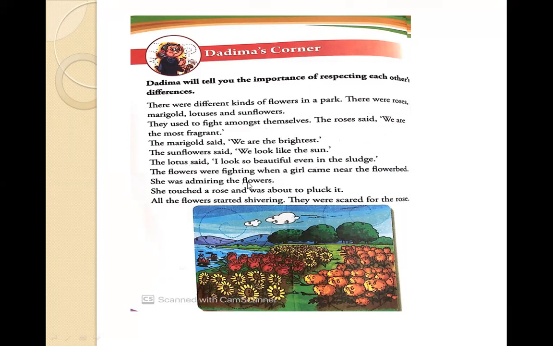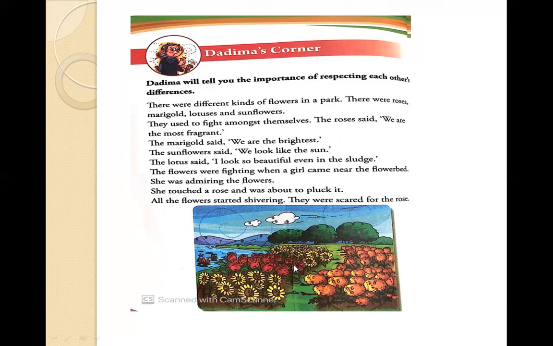See here, there are different types of flowers in the park. When you visit a park you can see them; in some parks there are different types of flowers, trees, whatever. In this story, the different flowers were fighting amongst themselves. The rose is saying, "I am the most fragrant," meaning from me you can get a nice smell, so most rose flowers are used for perfumes, sandalwood, powders, room fresheners, whatever.